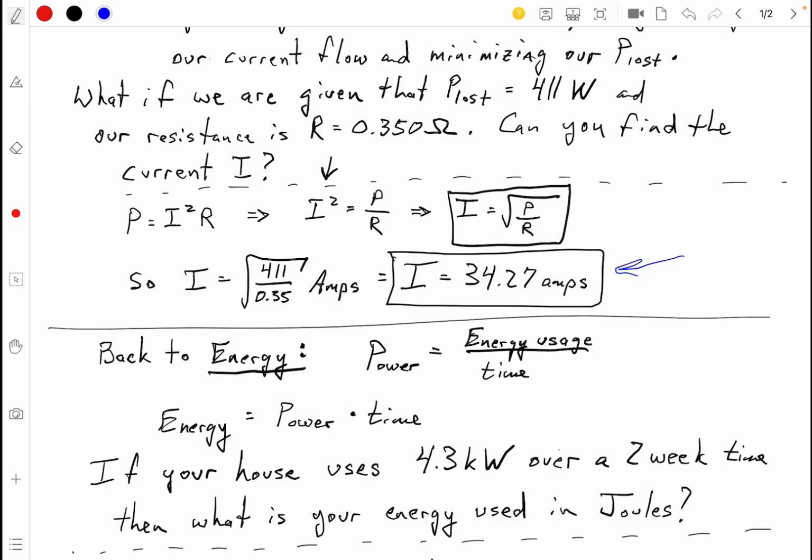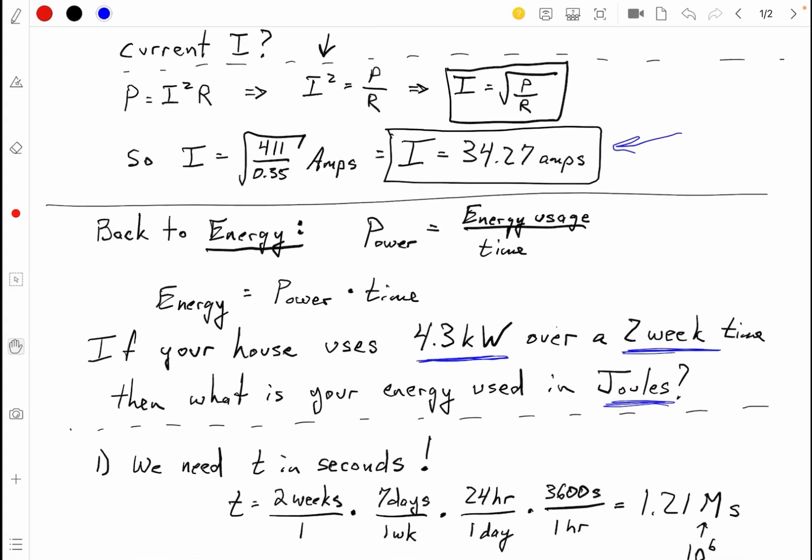Okay, so let's get back to energy. Energy usage over time. So our energy is equal to the power times the time. If we know that this is our power and we know that we're doing it for 2 weeks, then what is the amount of energy that we're using in joules? Okay, so you can stop and see if you can figure out what that is, or you can just keep playing and we'll learn together.